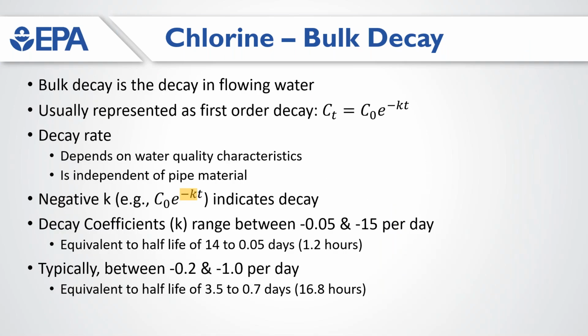Decay can happen in the bulk and on the wall. The bulk decay is again first order decay, and typically the value is between -0.2 and -1.0 per day. Correspondingly, the half-life of the chlorine or disinfectant is 3.5 to 0.7 days. So again, it can vary greatly depending on your source water characteristics and your treatment process. But bulk decay is relatively easy to determine.